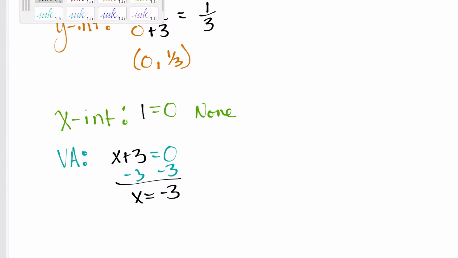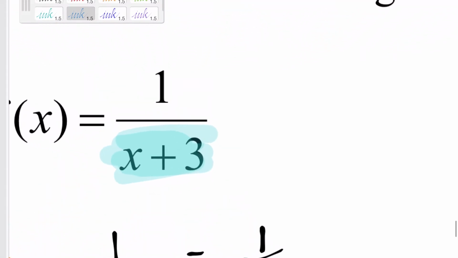So I know this is where my vertical asymptote is. So I'm going to have a vertical line, a line going up and down, where x is -3, and it's something that I cannot touch. And then I also need to find my horizontal asymptote. So my horizontal asymptote, I'm looking at the exponents.